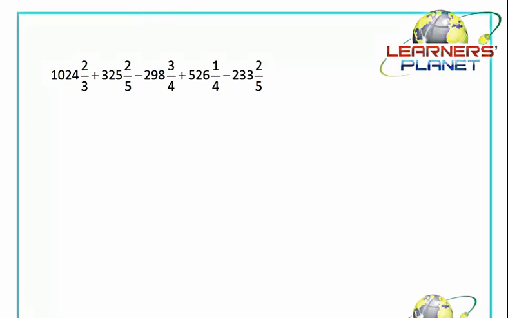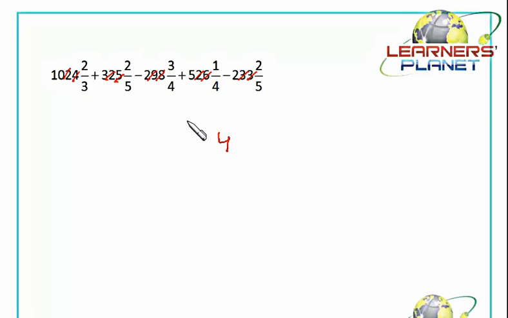Now let's take this problem. Now we start calculating just the integral part. It's 4 plus 5 is 9, minus 8, 1, plus 6 is 7, minus 3 is 4. Then 2 plus 2 is 4, minus 9, minus 5, minus 5 plus 2, minus 3, and minus 3 minus 6.